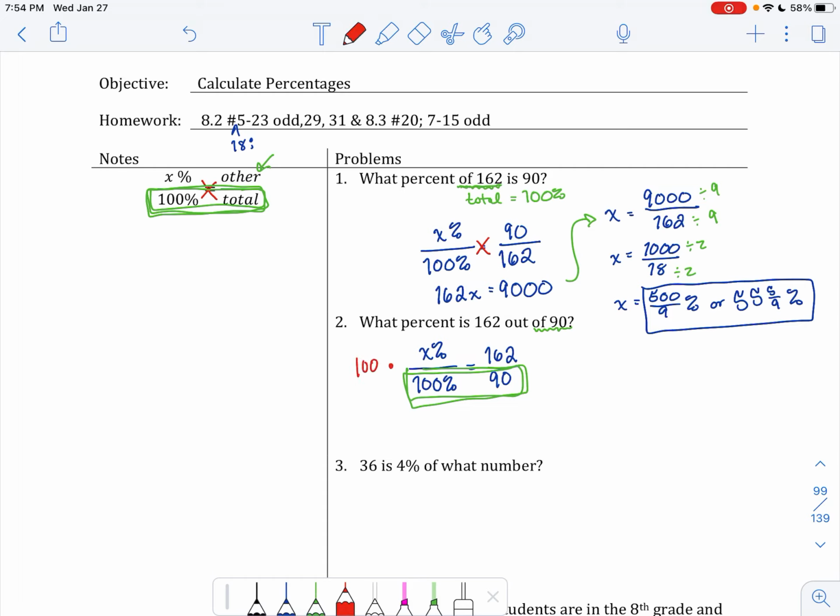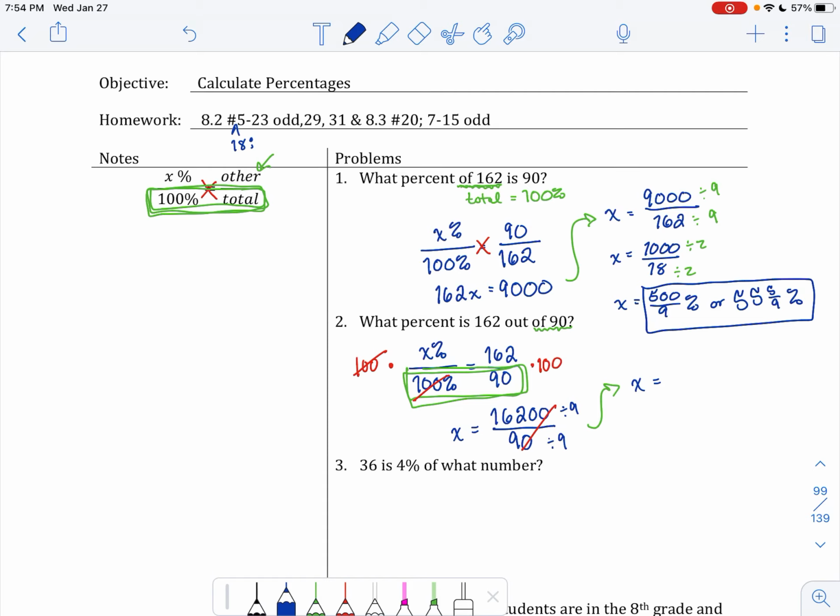You could also just multiply both sides by 100 since x is in the numerator. And because they have 1 in the numerator, 1 in the denominator, it will cancel out. Cross multiplying works, but so does this. So you get 162 times 100 over 90. Divide by 90. Again, I'm going to divide by 9, since that's the smallest we can divide by in the denominator. So then x is equal to 18 over 1.